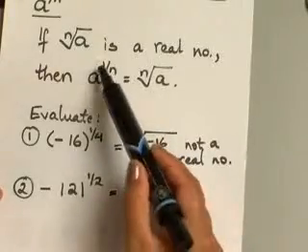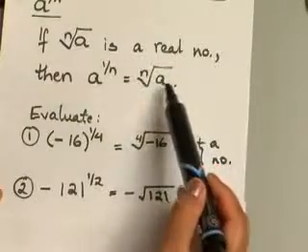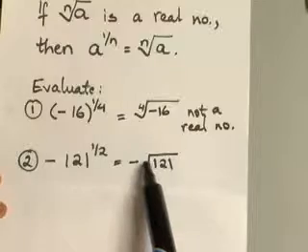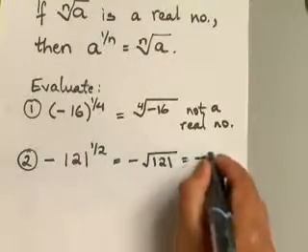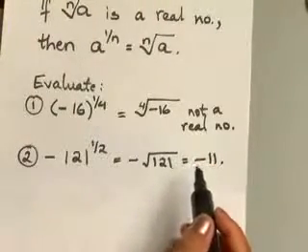So again, it's the same thing. You had 1 over n, and when you convert it into a radical, it becomes nth root of a. But remember, with square roots, you do not put an index number on your radical. So if I evaluate this further, I will end up with negative 11 as my answer. Square root of 121 is 11.